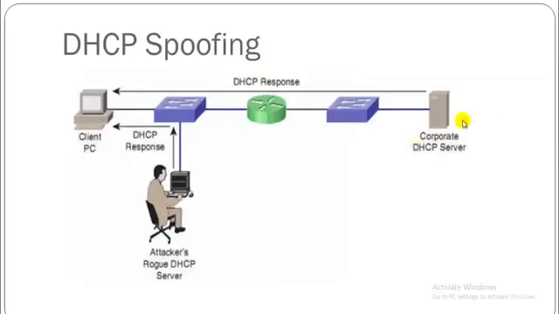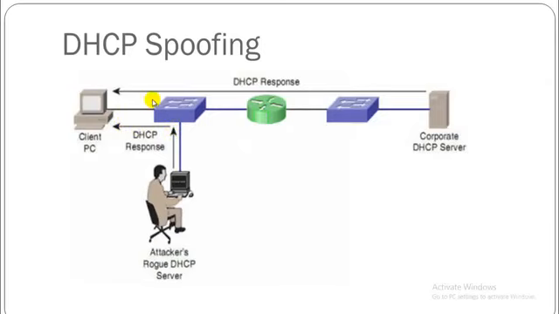So what will happen exactly is that when the client PC sends a DHCP request, it will go over here, and since the attacker's DHCP server is nearer than the corporate server, the attacker will quickly give a response back before the request reaches the corporate server. And as soon as the first response reaches the client, even if the real server's response gets back later, it will discard it because it has already received a DHCP response.